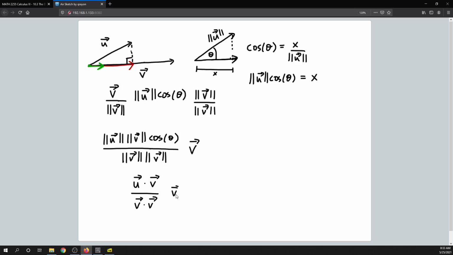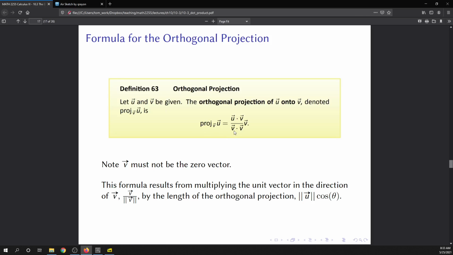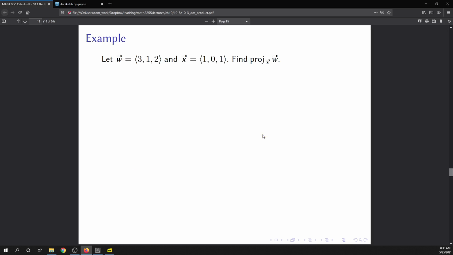And then that's a scalar, right? Because the dot product is a scalar, so we have a scalar over a scalar times the vector v. And you can see that is the formula that we have for the orthogonal projection. So that's where that formula comes from, for the projection of u onto v. All right, and so now to calculate the orthogonal projection, we just do this, and it's nice and neat, rather than having to go through it every single time. All right, let's do an example where we use that.